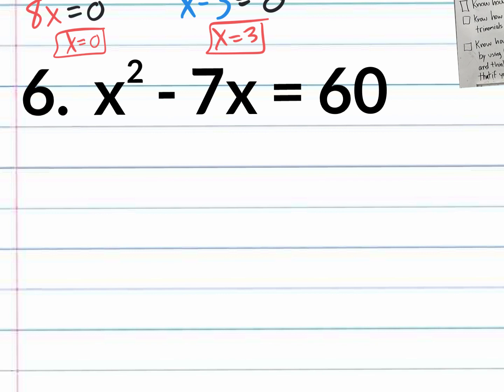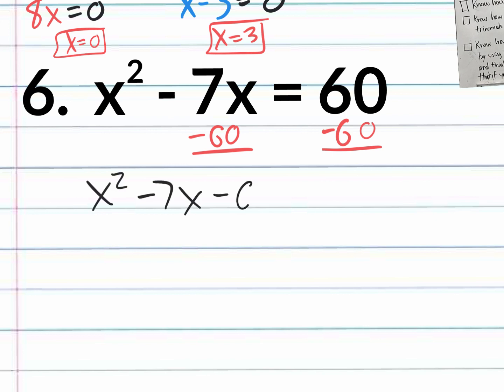How do I get rid of the 60? There you go. Subtract it, minus. We do to one side, do to the other. You can't really subtract 60 from x's or from x squares, so you're just going to rewrite the whole thing. It's going to say x squared minus 7x minus 60 equals nothing, okay?